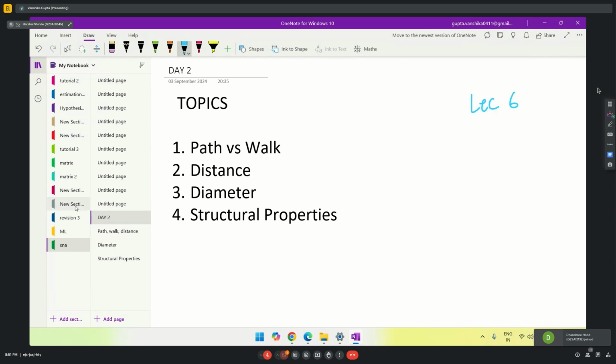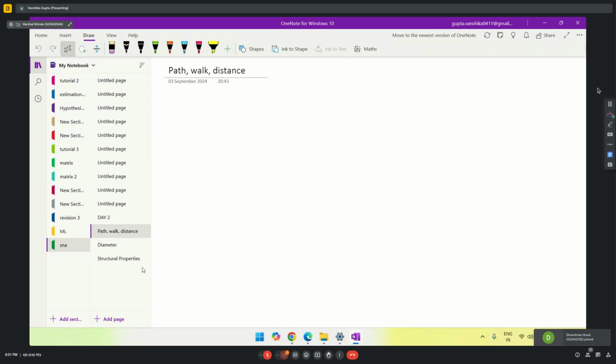Okay, so the first thing that we'll discuss is path, walk, and distance. So first of all, if I am making a node, if I am making a graph, so this is A, this is B, C, D, E.